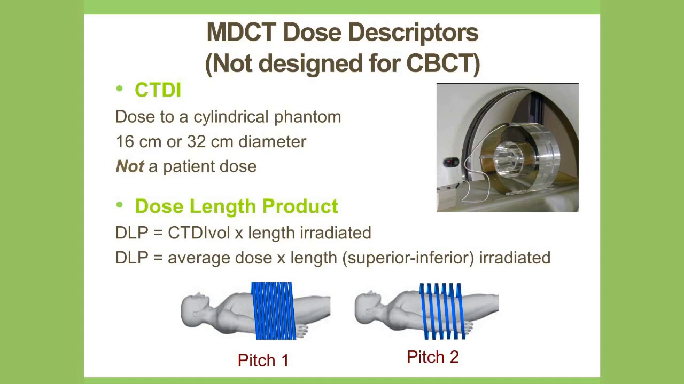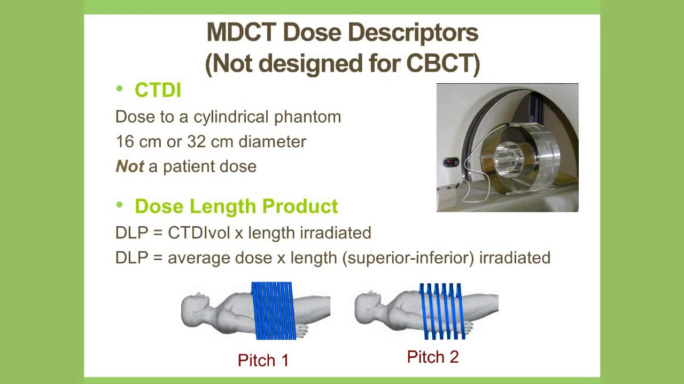You may also see something called dose length product, or DLP. And DLP is really just the CTDI, volumetric CTDI index times the length irradiated. So CTDI is for one slice, okay? How much dose to a cylindrical phantom does one slice give? And then dose length product would be for the whole length of the scan. So if I have a longer scan, the DLP is more. If I have a shorter scan, it's less.